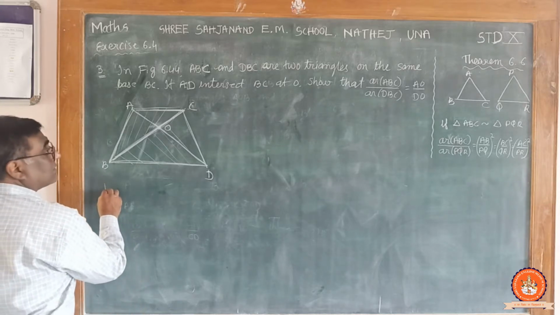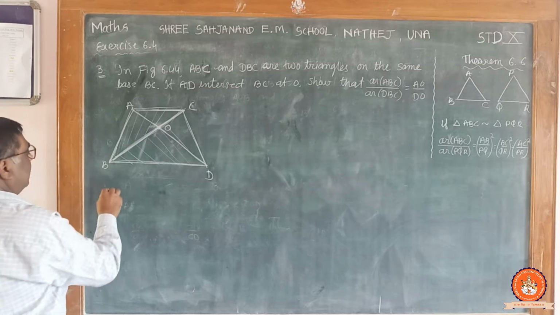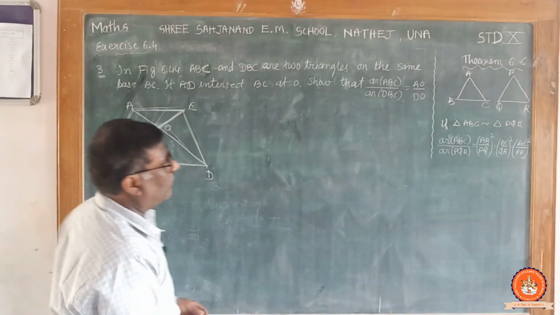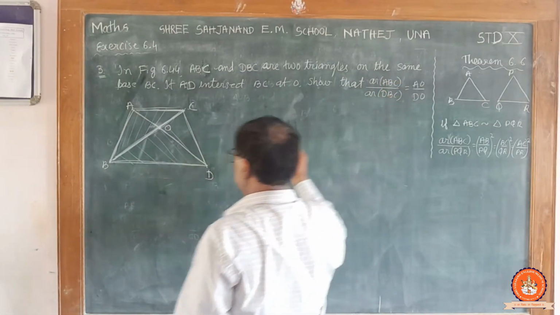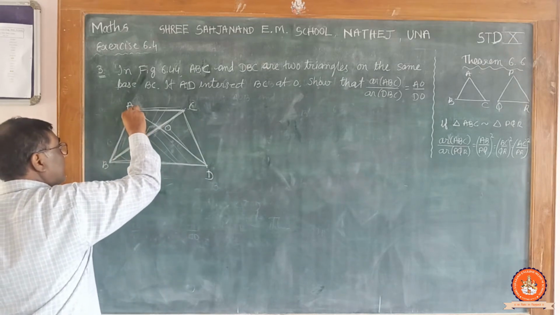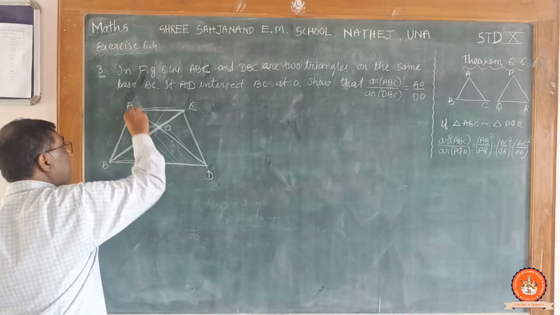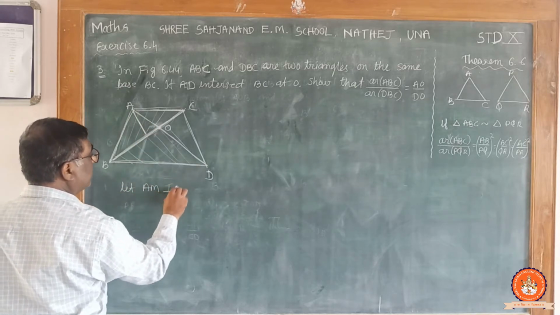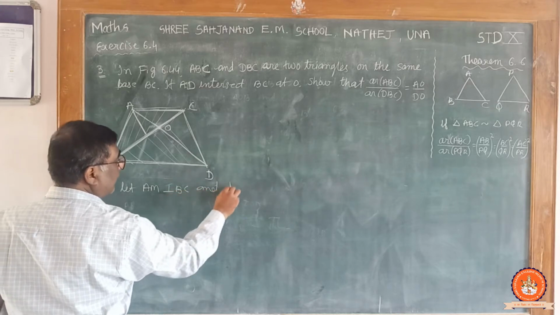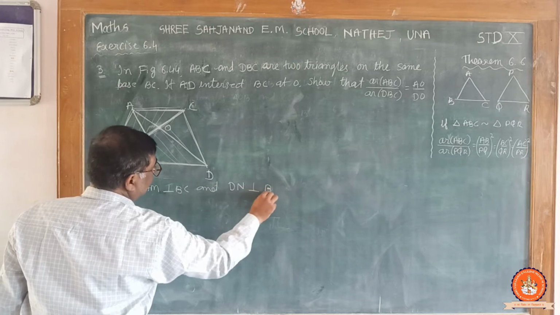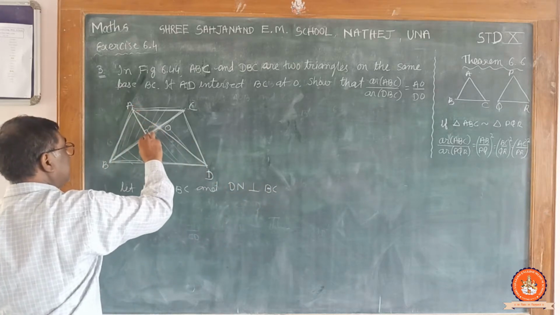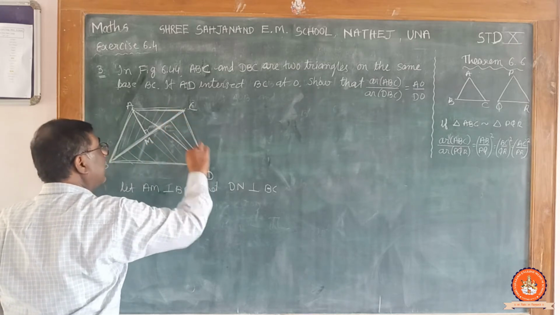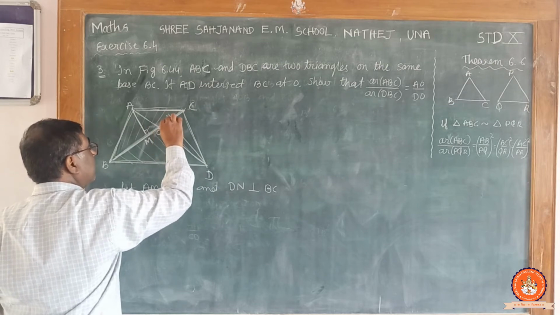Now my friend, let us find it out. So for that we must have area of ABC and area of DBC. To find the area of ABC, we should draw an altitude on the base. Okay, so let AM be perpendicular to BC and DN perpendicular to BC. Okay, so AM perpendicular to BC and DN here, DN perpendicular to BC.